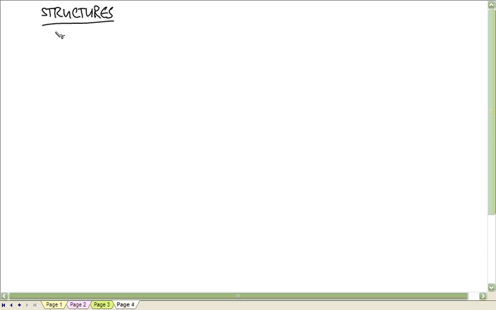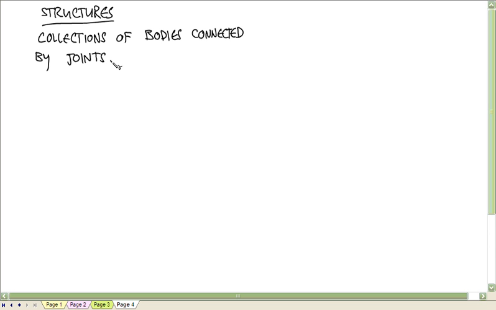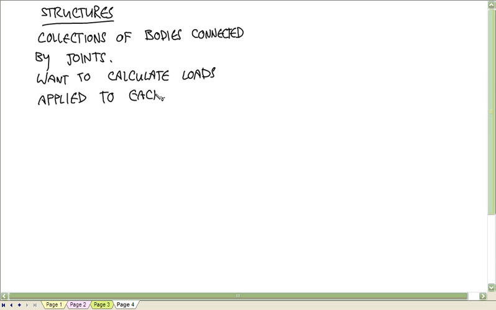So structures are collections of rigid bodies connected by joints. And the goal is always the same. We want to calculate the loads applied to each body at the joints.